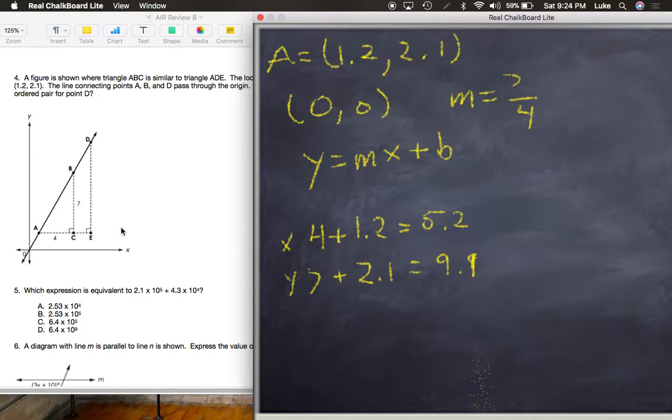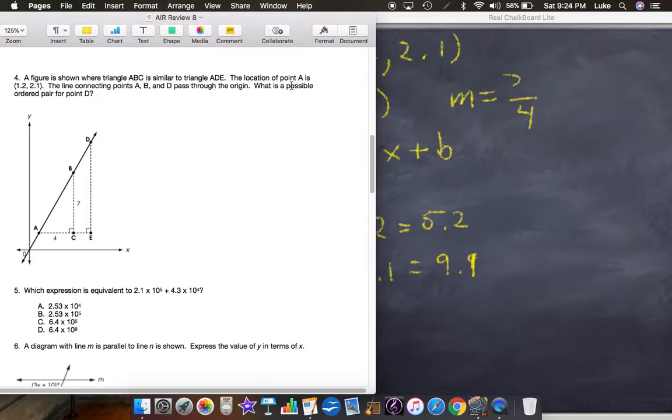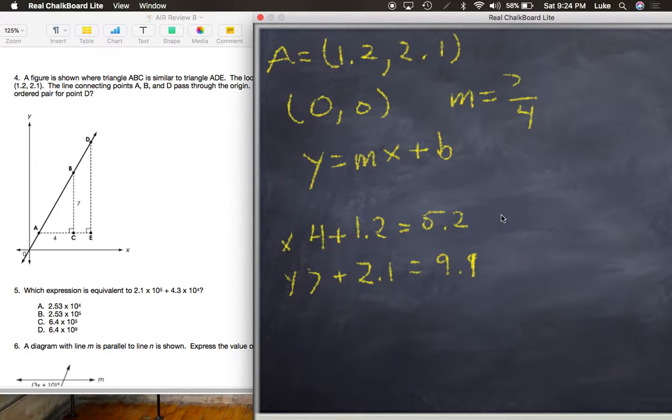Now this is also good information because that tells us that letter D is going to be more than 5, or I should say more than 5.2 on the x-coordinate and more than 9.1 on the y-coordinate. So now it says what is a possible ordered pair for point D. Now, it doesn't give us any units further from C to E here. It doesn't give us any units further going up from E to D. So why not just use a nice round number?